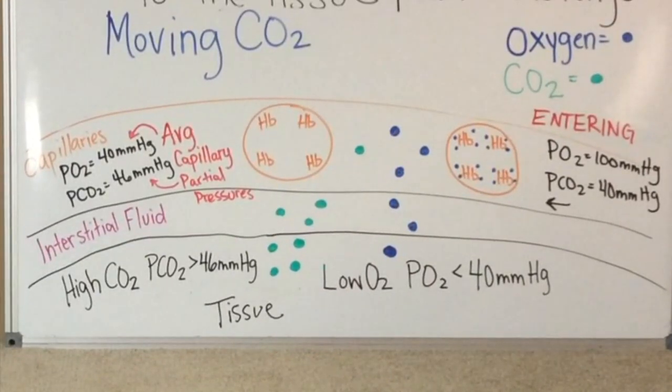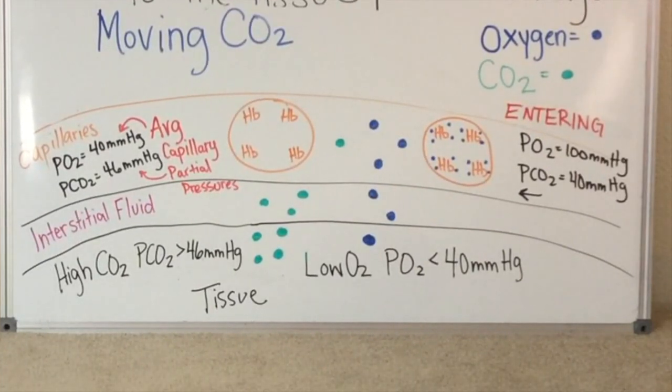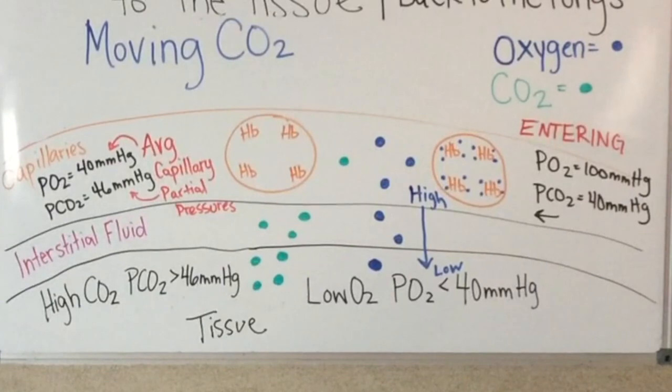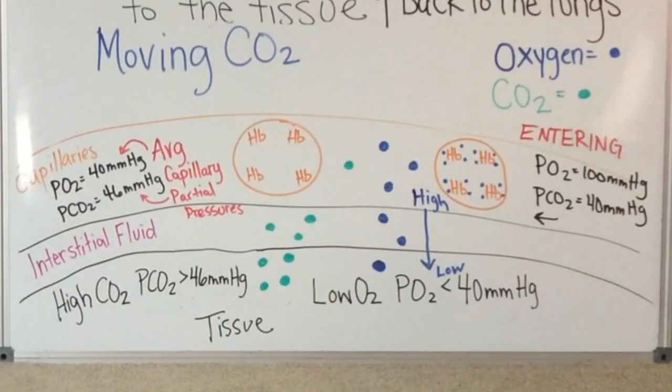Within the cells, the carbon dioxide partial pressure is greater than 46 millimeters of mercury, and the partial pressure of oxygen is less than 40 millimeters of mercury. The oxygen from the capillaries will diffuse from the capillaries into the interstitial fluid and into the cells. Carbon dioxide will diffuse out of the cells into the interstitial fluid and then dissolve into the capillaries, moving down its gradient from high to low partial pressure.